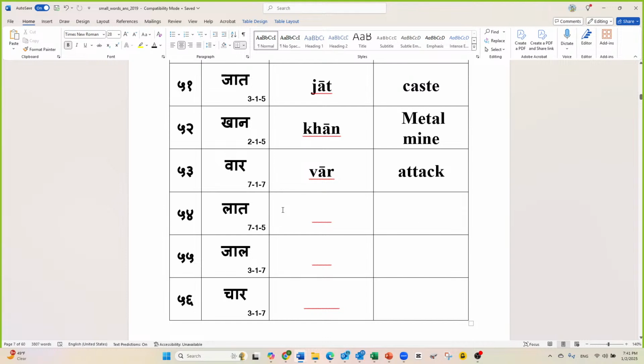Read the word. Lat. And lat, it means to kick. Lat is to kick somebody. Okay, Dhruv, read the next word for me.